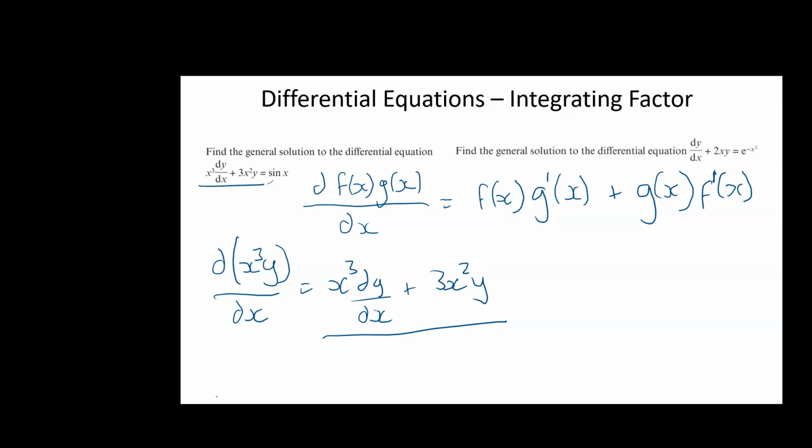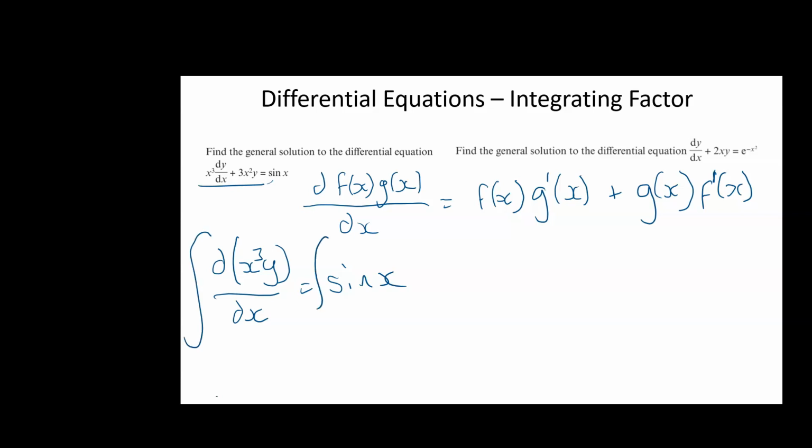So we can just rewrite this thing as this differential here. And so I can just delete all of this and say, well, if this is the same as this, and this equals sin x, then we can just say this equals sin x there. And now we can solve it by integrating both sides. If we integrate this side, we're just going to get x cubed y. And if we integrate this side, we're going to get minus cos x plus c.